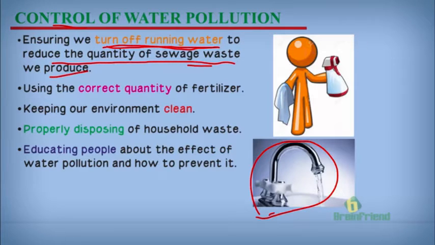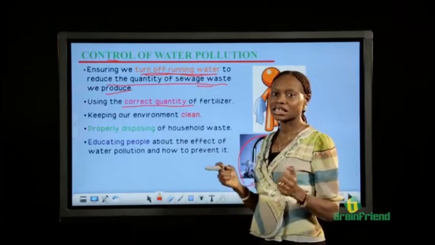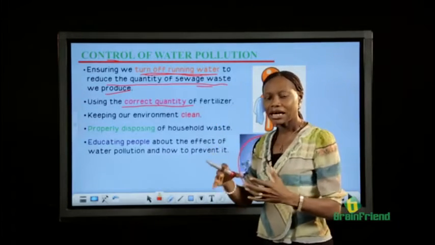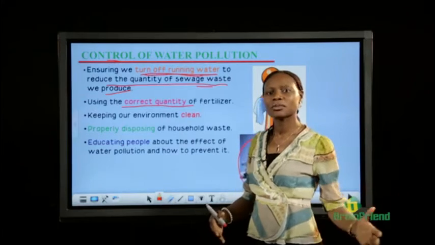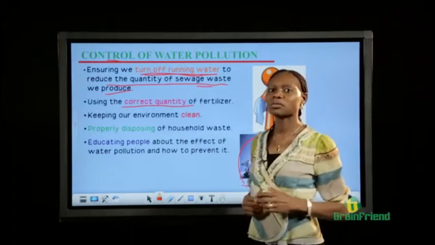We can also control water pollution by using the correct quantity of fertilizers. Why? When fertilizers are put on, the plant uses as much as it needs to grow better. But so much more will be there, and when the rains fall, it washes it off into a larger water body. Those fertilizers are not good for our water bodies.